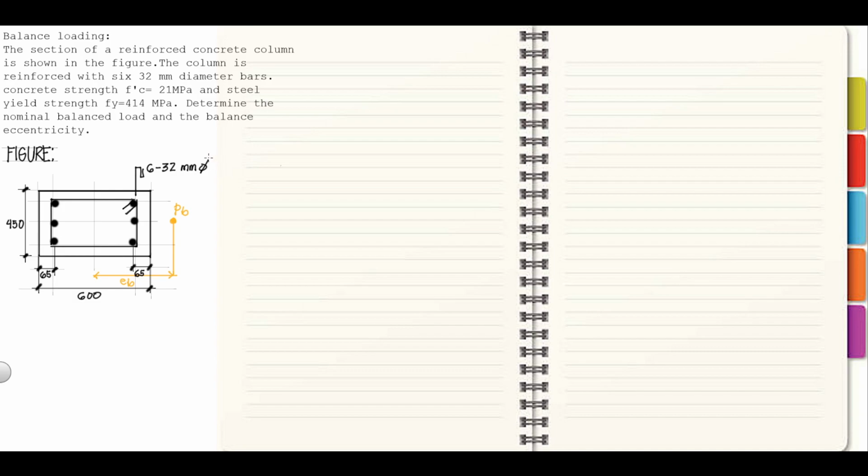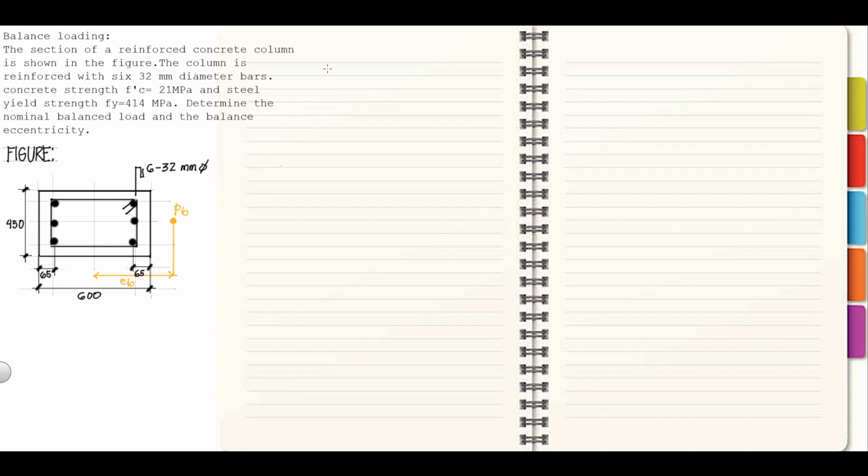Ito yung tinatawag na eccentric loading, no? Yung merong moment, merong concentrated load sa column. As you can see here, we have the figure. Ito yung column natin, a rectangular column, as you can see here. Meron siyang 6 na 32 mm as the problem stated. And then yung strength ng concrete natin.